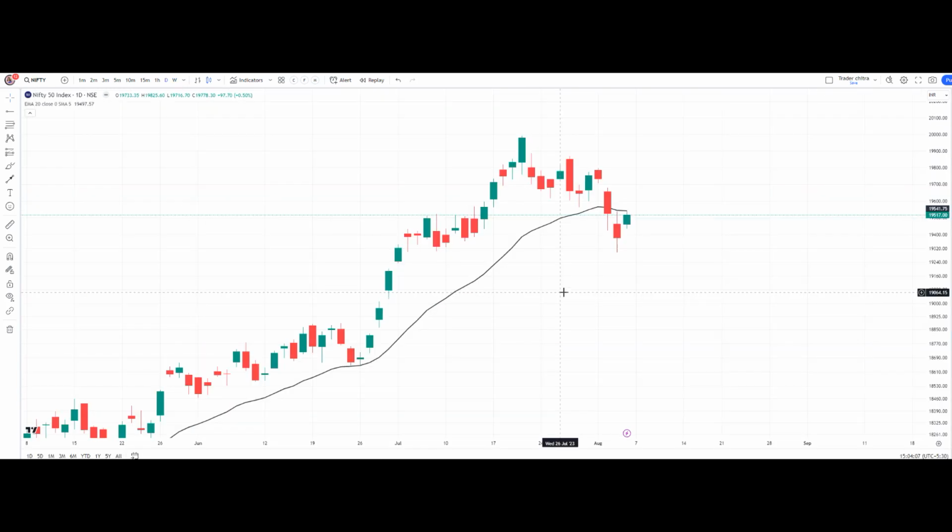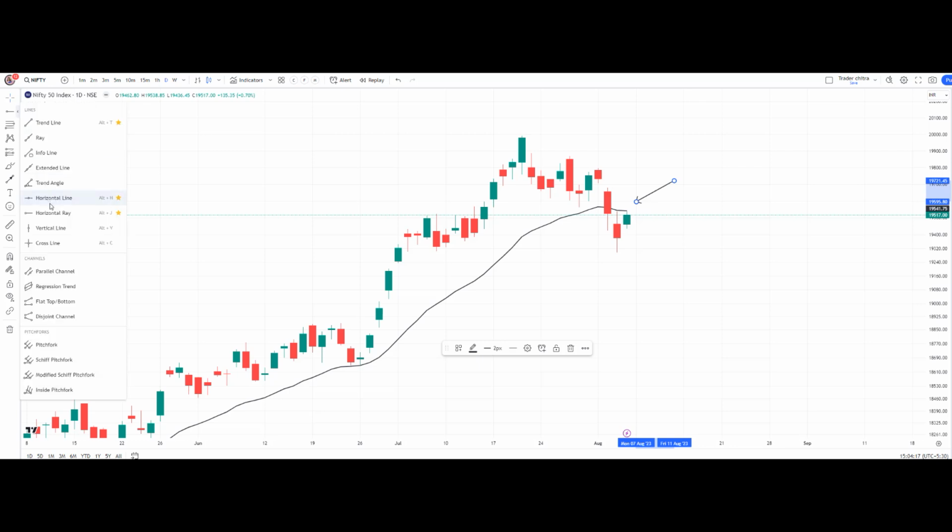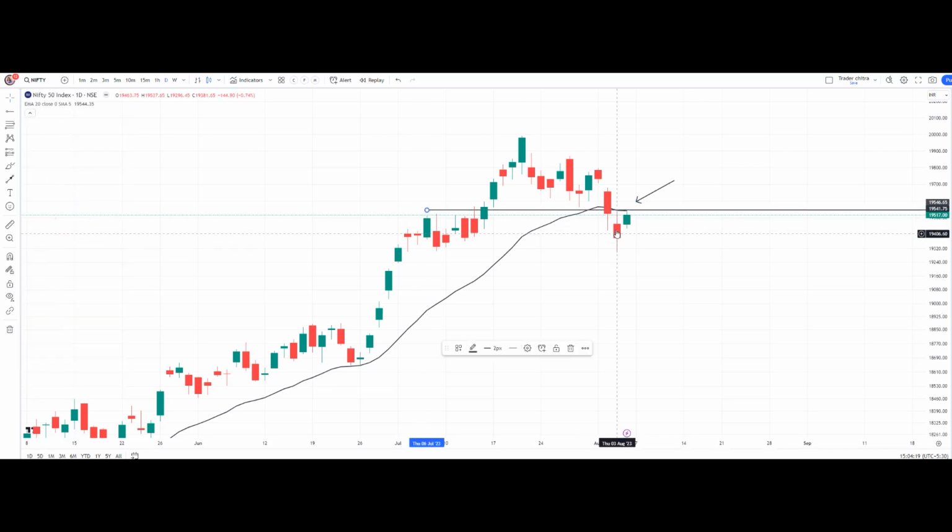This is the daily time frame chart of Nifty. Here we can see that the Nifty is facing resistance at the 20 EMA. So this EMA is the 20 EMA. Also it is the previous day high. We can put a horizontal ray above this previous day high. The high of this red candle is 19,537.